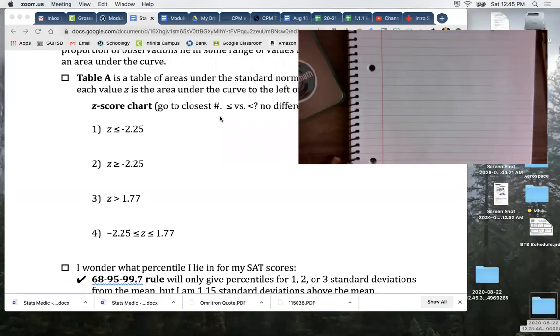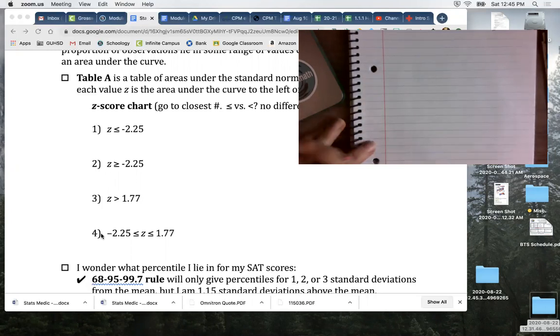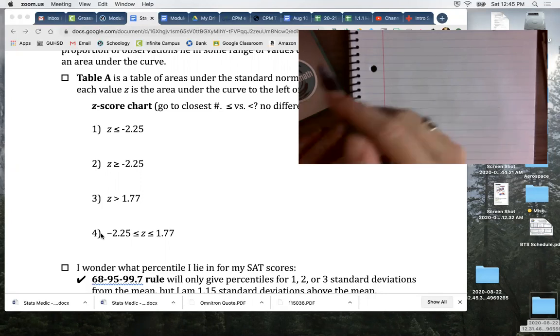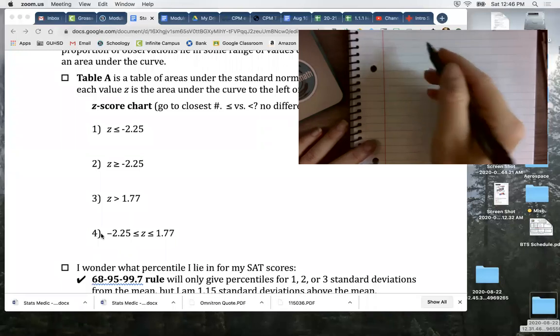Okay, so in this video, I'm going to go through this example right here that we just talked about in notes and talk about what the process is going to be for us moving forward. The first thing that I have here is a z-score of less than or equal to negative 2.25. So somebody calculated the z-score and we got negative 2.25.